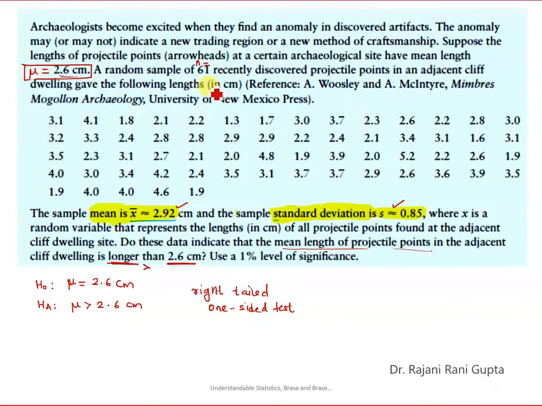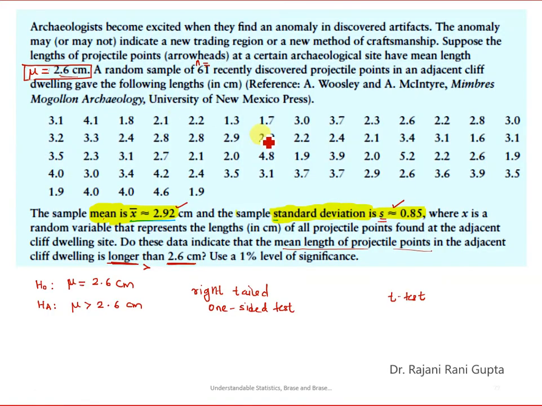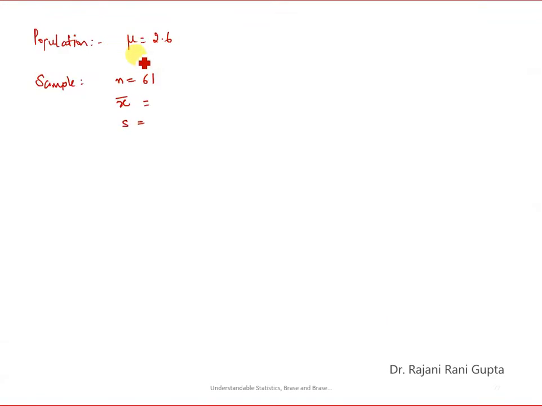Okay. Now what else you have? You have mu, n, mean and standard deviation for the sample. So it means you have to go for t-test. So let's solve it. So when we do the t-test, from population what we have is mu, which is 2.6. From sample, we have sample size 61. We have sample mean and sample standard deviation as mean is 2.92, standard deviation as 0.85.